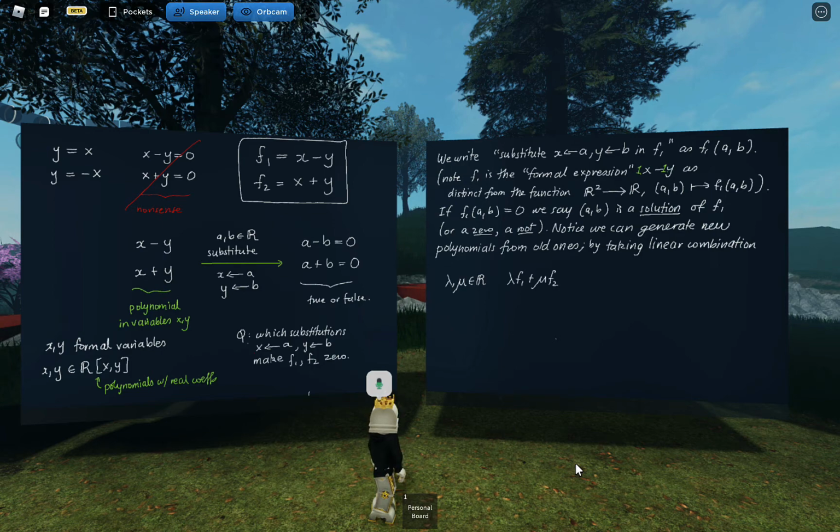so now I'm doing algebra with these polynomials, right? And the way that works is just by expanding brackets and collecting coefficients. So that's lambda x minus lambda y plus mu x plus mu y. And if I collect coefficients on the x, that's lambda plus mu x plus mu minus lambda y. That's a new polynomial.